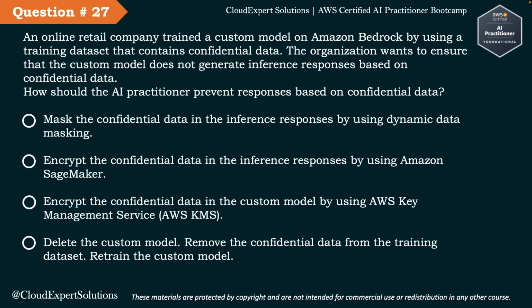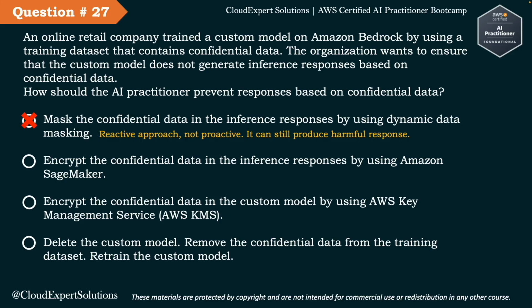The model is already trained with a dataset which has personal data. Now we have to make sure the model is not generating output with that personal data, or maybe the model should not have that personal data. Now let's review the options. Option number 1, mask the confidential data in the inference response by using dynamic data masking. Dynamic data masking will be applied to output after generation. That will be reactive, not proactive. That is why this is not a correct option.